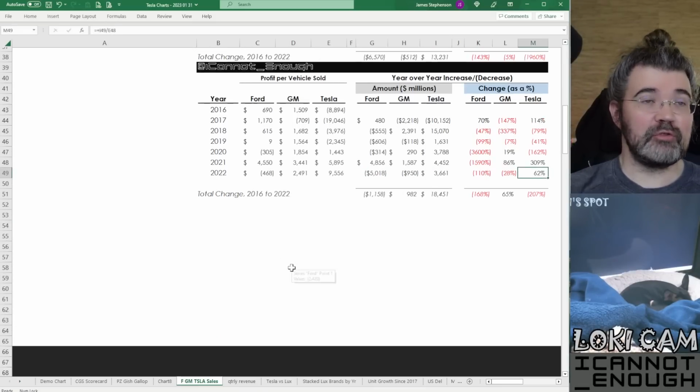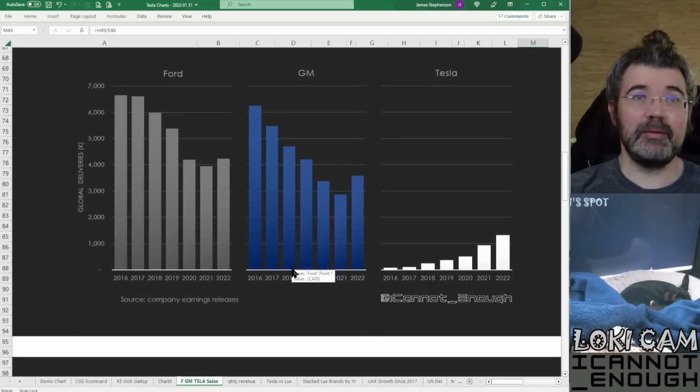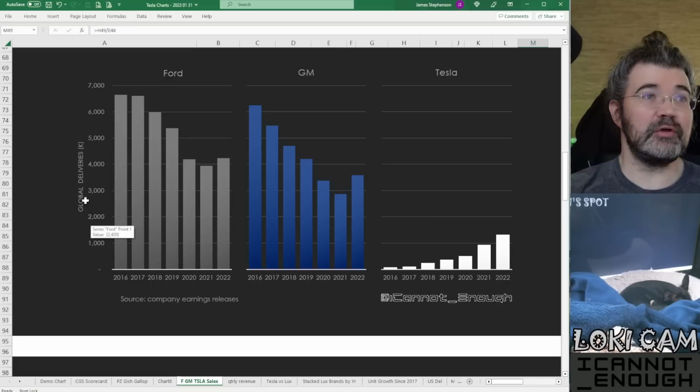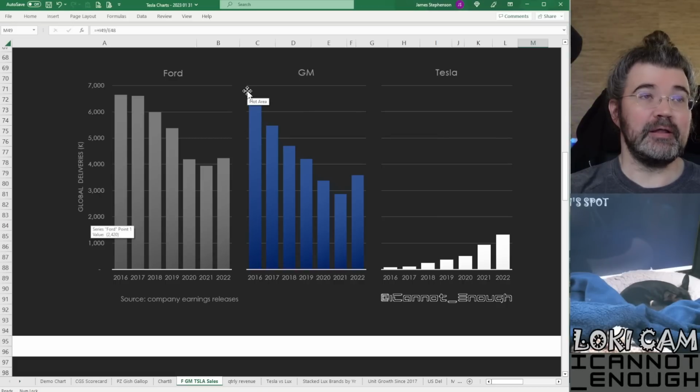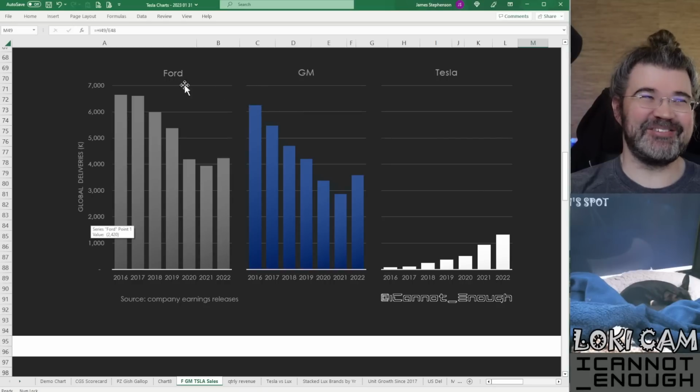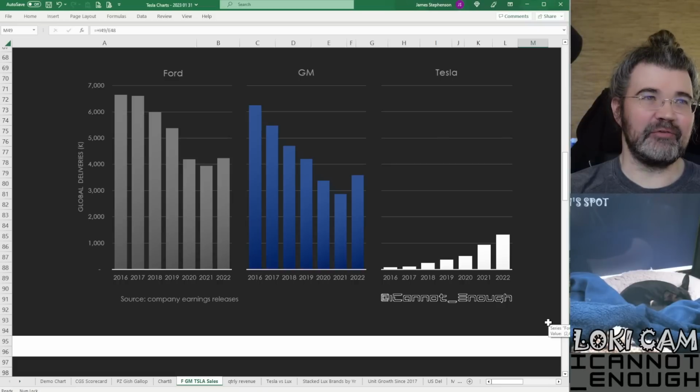So let's look at those on charts and see what those look like. I've been teasing that for a while now. This is the global deliveries chart. So Ford used to sell more than 6 million vehicles per year, and GM sold more than 6 million vehicles in 2016. They haven't been selling that many since, as they got away from selling sedans. The number of total global deliveries has been falling for Ford and for GM.